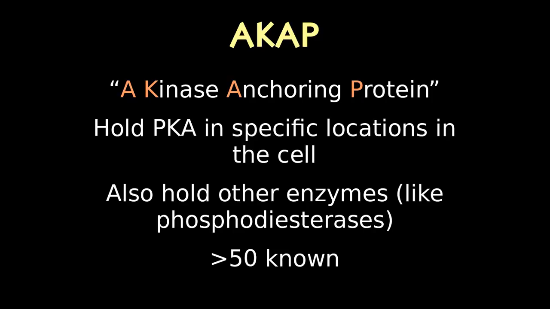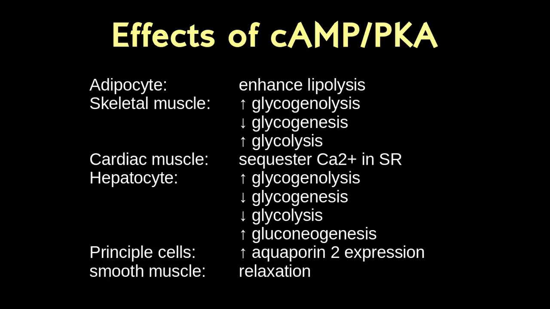So let's take a look. What are some of the things that this system actually causes to happen? The effects of the cyclic AMP PKA enzyme complex. A couple of things. These will enhance or increase lipolysis in adipocytes. You'll increase glycogenolysis, the breakdown of glycogen. So you're taking glycogen, which is an energy storage molecule, and turning it back into glucose to use for energy. You decrease glycogenesis, which makes sense. If you're breaking down glycogen, you don't want to be making glycogen again. You want to get glucose out. So you're decreasing the making of glycogen and increasing the breaking down of glycogen.